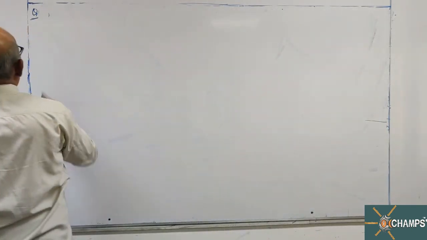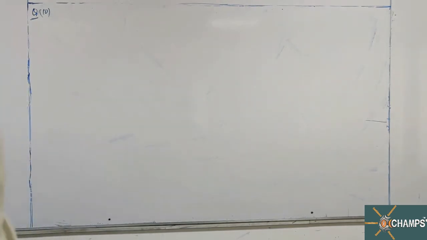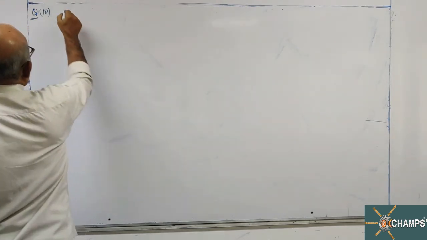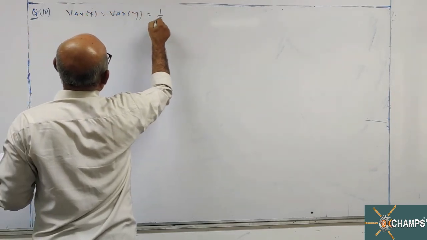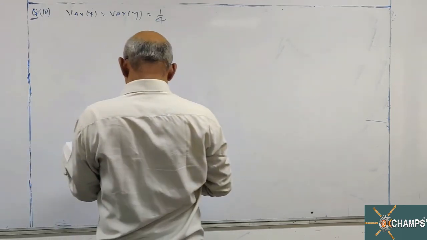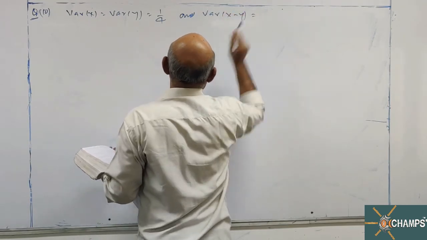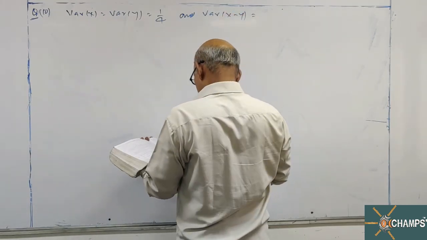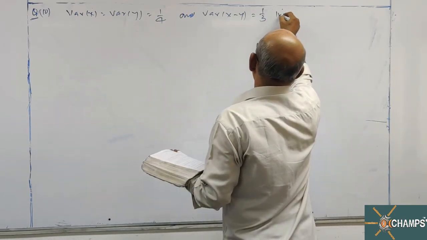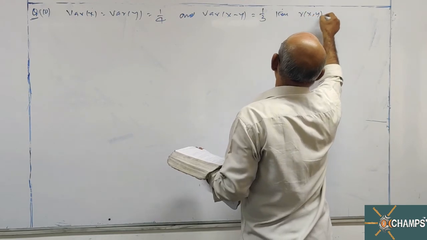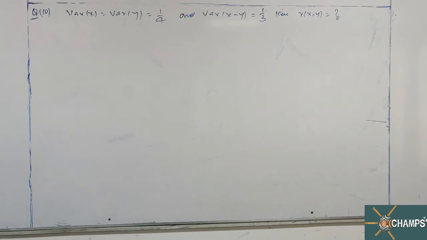Question number 10. Variance of x is equal to variance of y is equal to 1 by 4. And variance of x minus y is equal to 1 by 3. Then R of x comma y is question mark.